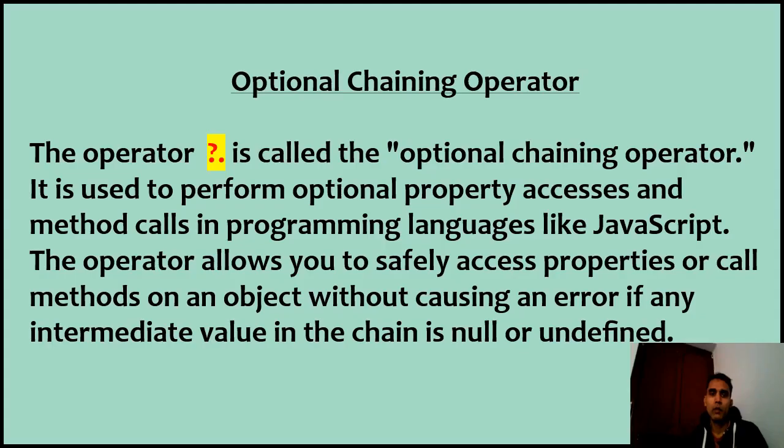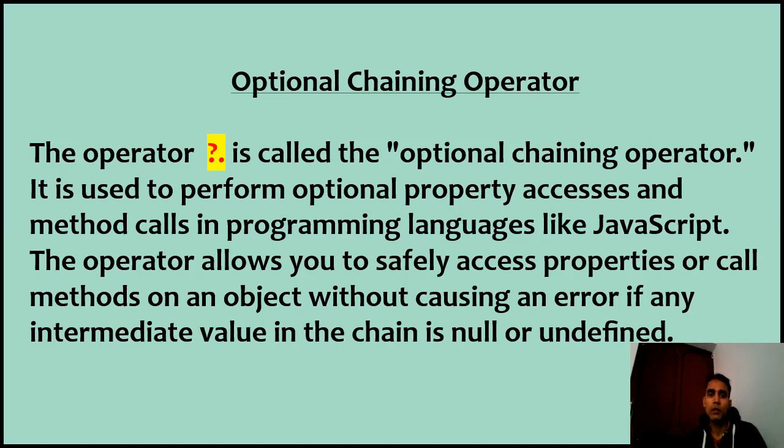So let us see the basic definition for optional chaining operator. Alright, the operator question mark and dot. So what is the sign for the chaining operator? Question mark and dot. So this is called the optional chaining operator. Okay, and it is used to perform optional property accesses and method calls in programming languages like JavaScript.